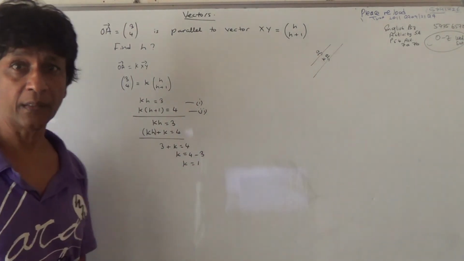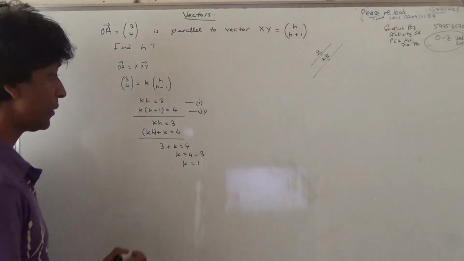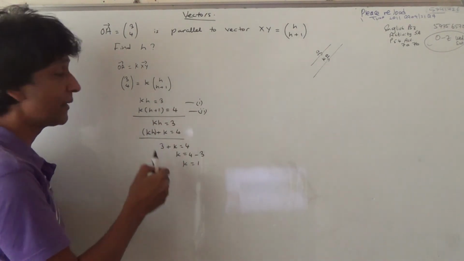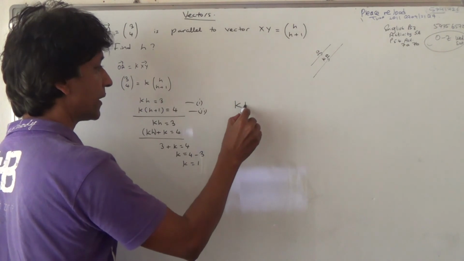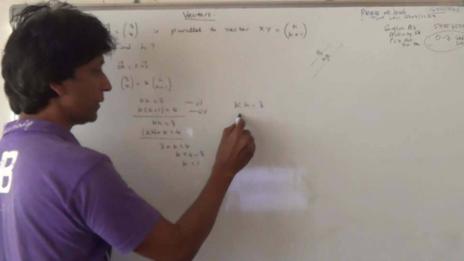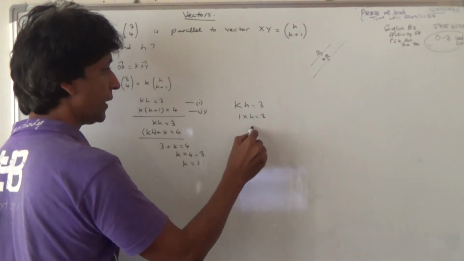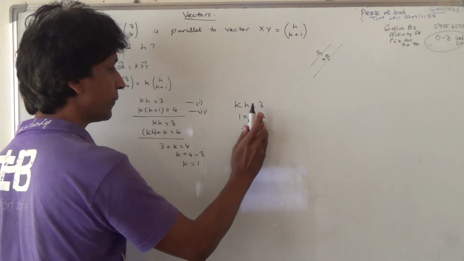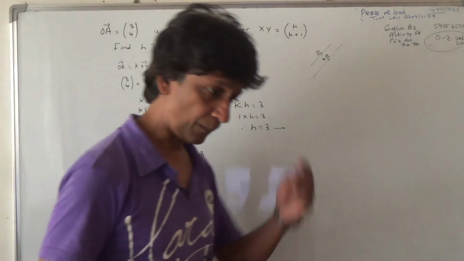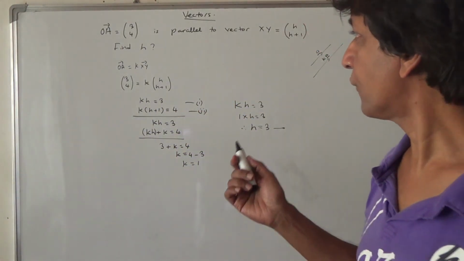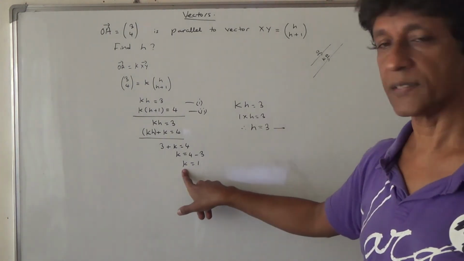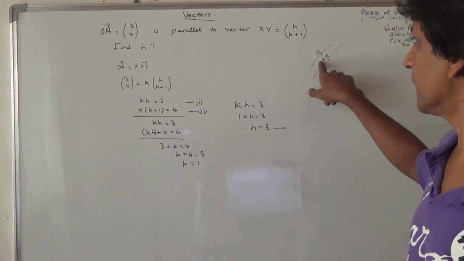Now if k is equal to 1, it's very easy for us to find h. We can use either the first equation or the second one. The first seems a lot easier, so I'm going to use k times h is equal to 3. Since k is 1, 1 times h is equal to 3, and therefore h is equal to 3. This is how we go about finding the value of a constant if the vectors are parallel. Here the constant is basically k. K is the scalar, because k is the number that is multiplied by the other number.